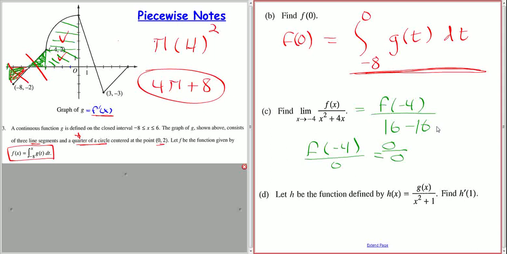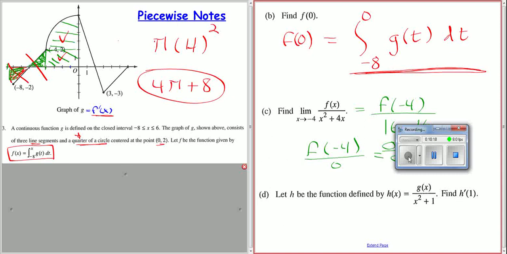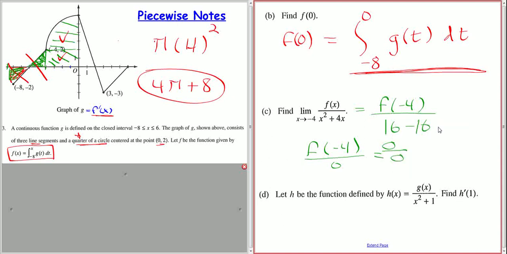We have an issue. So now we have to figure out something smart to do to this problem so that we can get the limit. Now when you have a 0 over 0, you can always use L'Hopital's rule, which is to take the derivative of the top and the derivative of the bottom separately. Do not use the quotient rule, but take the derivative of the top and the derivative of the bottom separately. So the derivative of the top is just f prime of x, and the derivative of the bottom is going to be 2x plus 4.